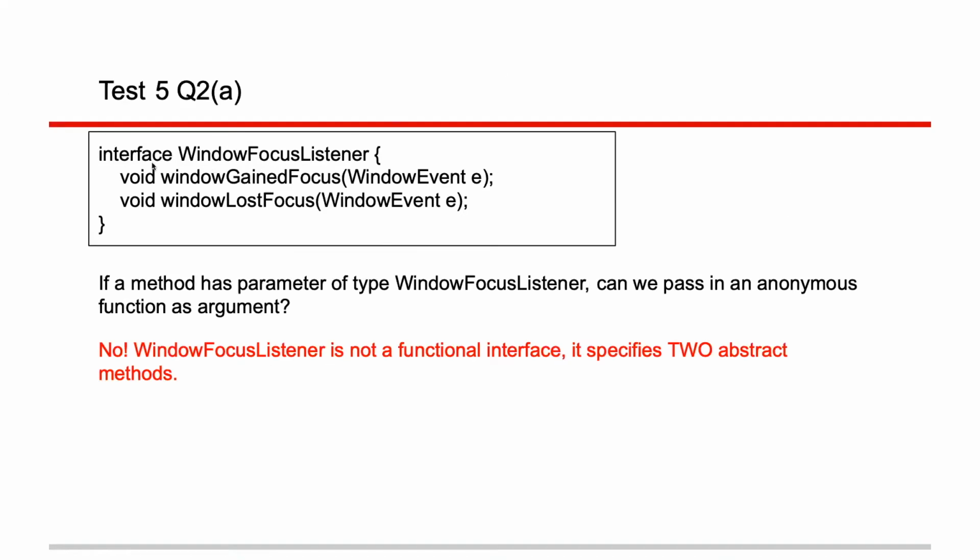Yes, I wanted to review this test question, just to drive home the distinction of the functional interface. On test 5, we gave you this interface that has 2 abstract methods defined, and we asked whether we can pass an anonymous function wherever we take in a parameter of type WindowFocusListener. The answer is no, because this is not a functional interface. It has 2 abstract methods instead of 1. Even though this is pretty similar to the GUI stuff, it's an interface but not a functional interface, because a functional interface can only have 1 abstract method specified.